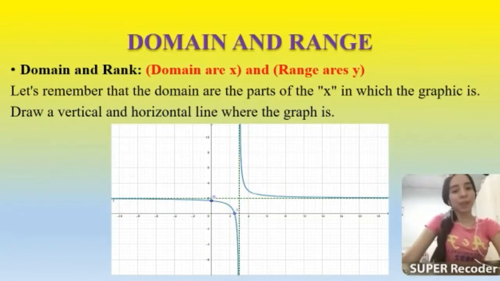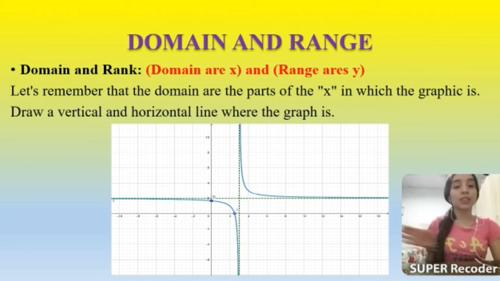Domain and range. Domain are x, range are y. Remember that the domain is the part of x in the graphic. We draw a vertical or horizontal line in the graphic domain. They are real numbers because it starts from minus infinity to plus infinity. Now the range starts from minus infinity to plus infinity except for 2 because it is an asymptote.